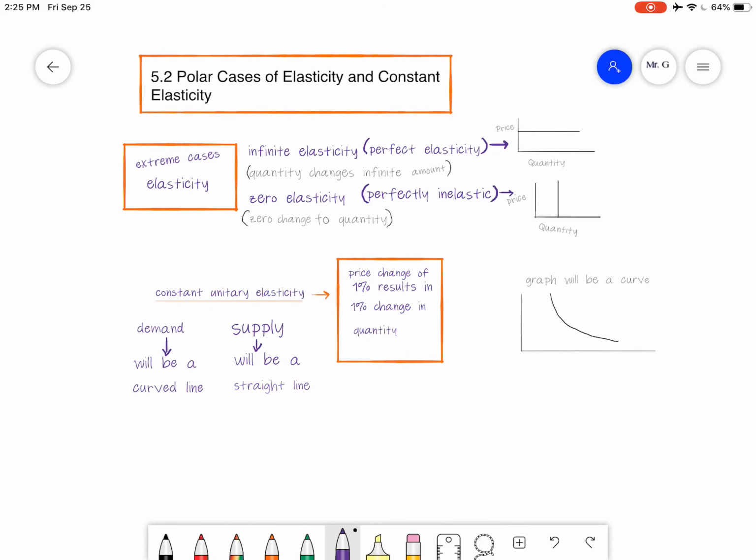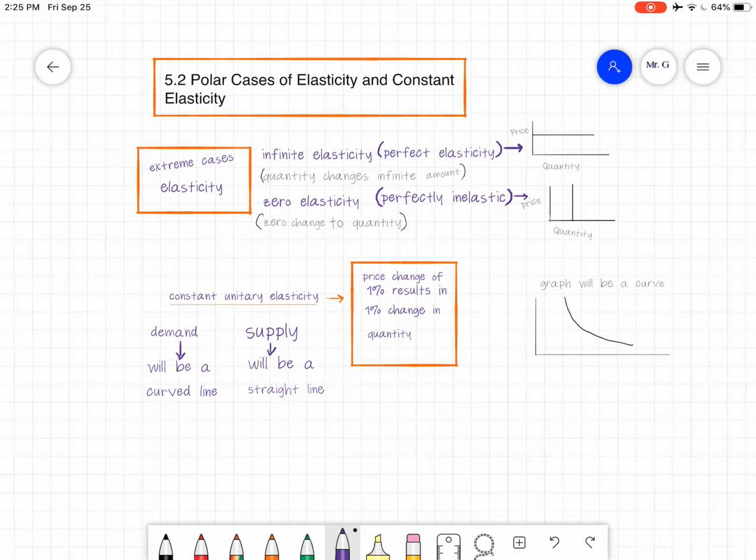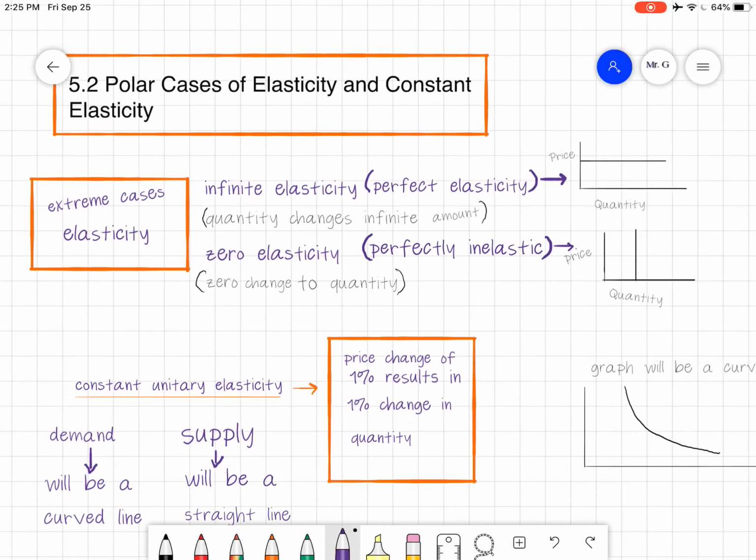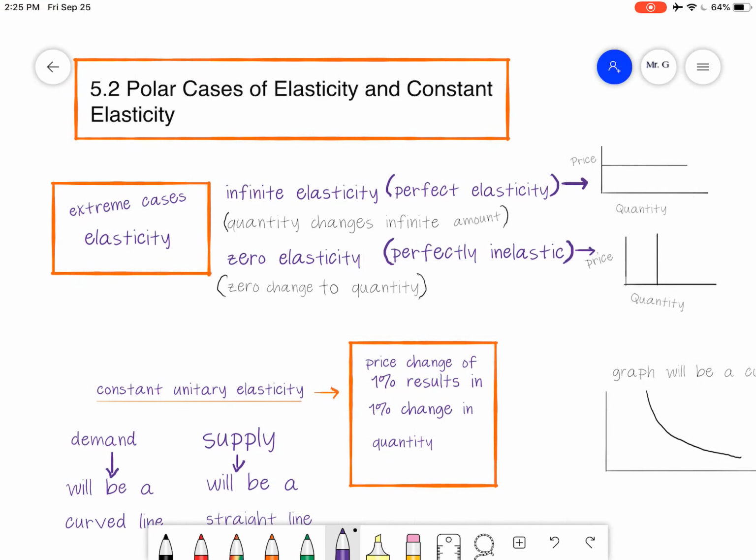Hi, it's Mr. G here, and today we're going to be looking at 5.2, polar cases of elasticity and constant elasticity. So these are extreme cases of elasticity. In the last video, we looked at how to calculate your midpoint formula, figure out if something's elastic, inelastic, or unitary elastic. Well, now we're going to be looking at the extremes.